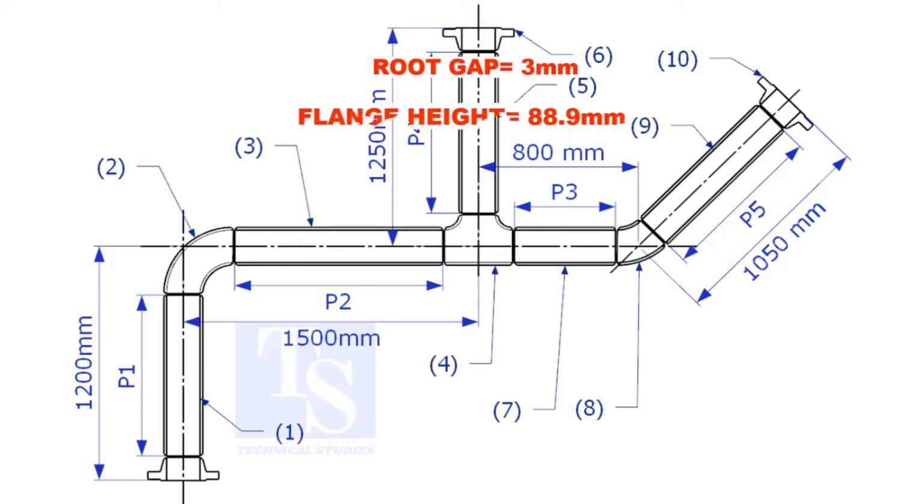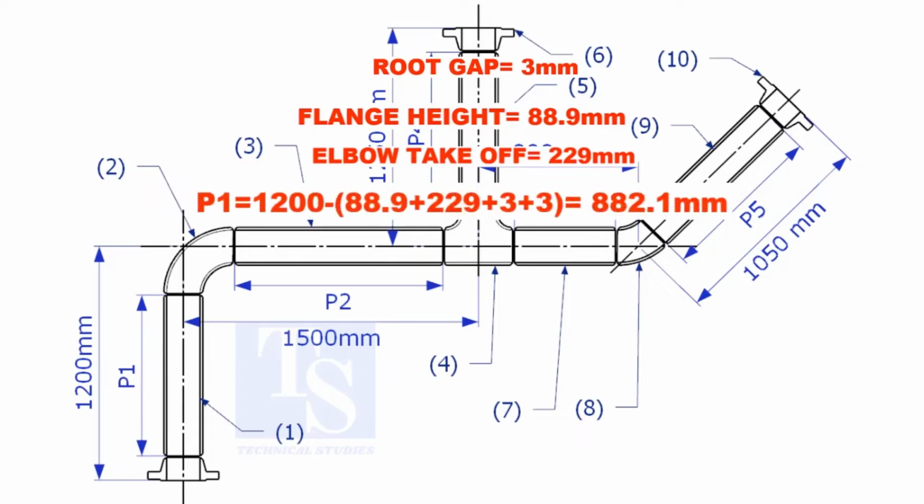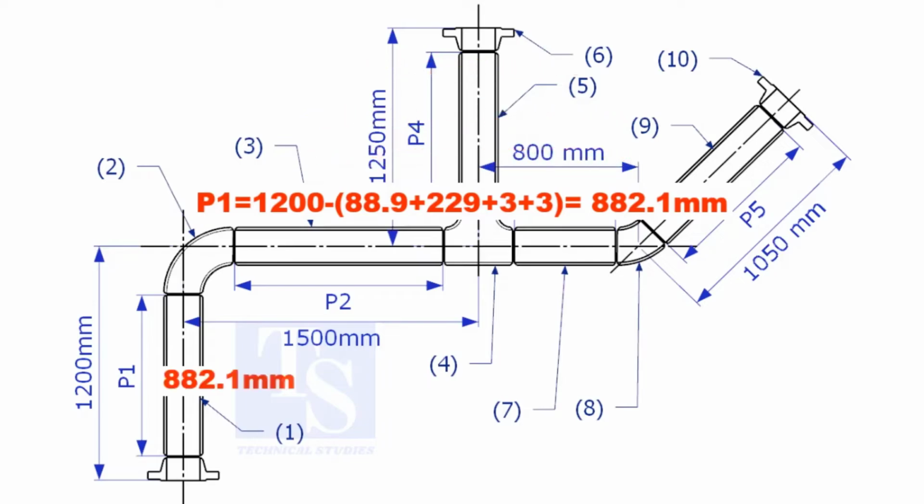Assume the root gap is 3 mm. Subtract the sum of the height of the flange, elbow takeoff, and two root gaps from the total length of 1500. Length of pipe P1 is 882.1 mm.